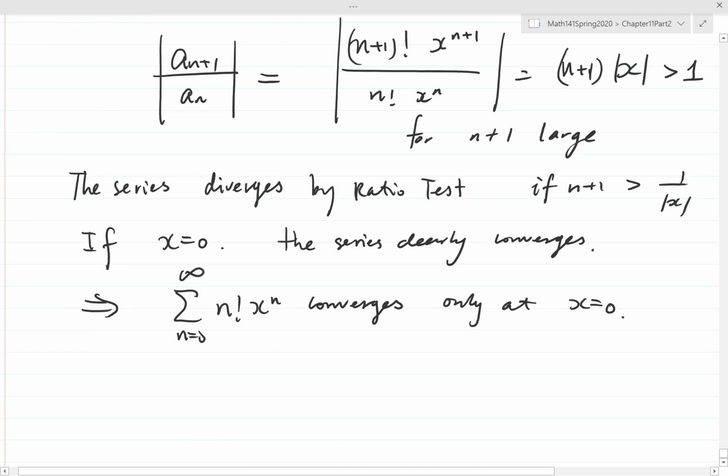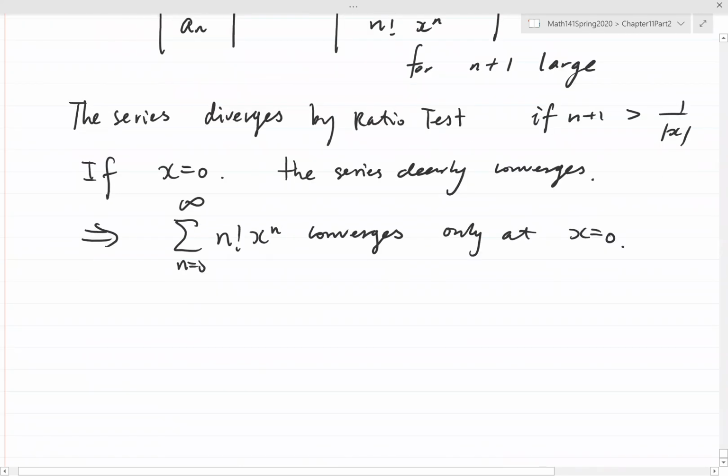Okay, more examples. Now let's see some series that converge on a finite interval.